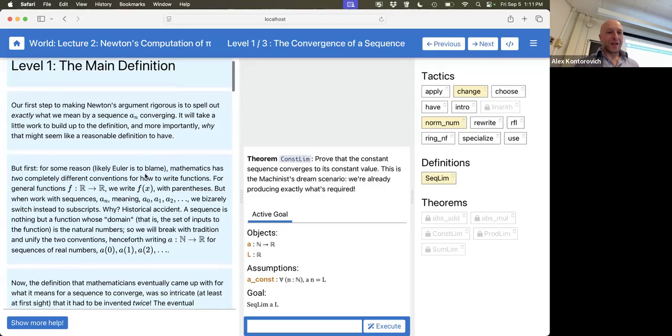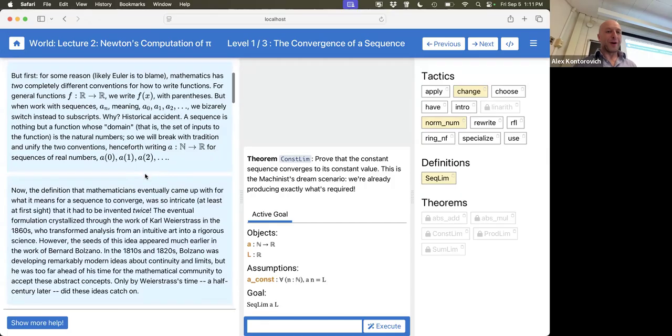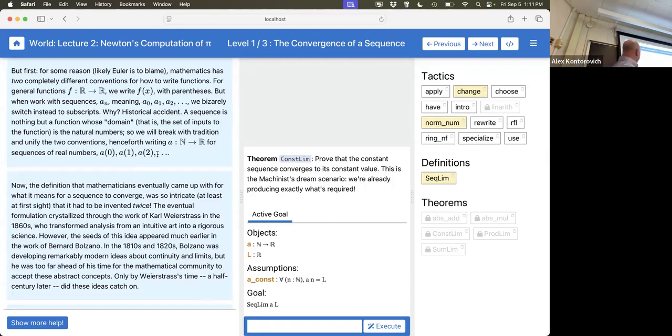Now, the definition that mathematicians eventually came up with for what it means for a sequence to converge was actually so bizarre it was invented twice. It was invented once by Weierstrass in the 1860s, and his is the version that took off. But in the 1810s and 20s, right around the time of Cauchy and Fourier, when all this stuff was going on, another guy, Bernard Bolzano, also independently invented this definition. And nobody cared. Nobody read his paper. Nobody thought about it. It's only decades later, after Weierstrass's work was known to everyone and being used by everyone, that they were like, wait, Bolzano did this too, right?